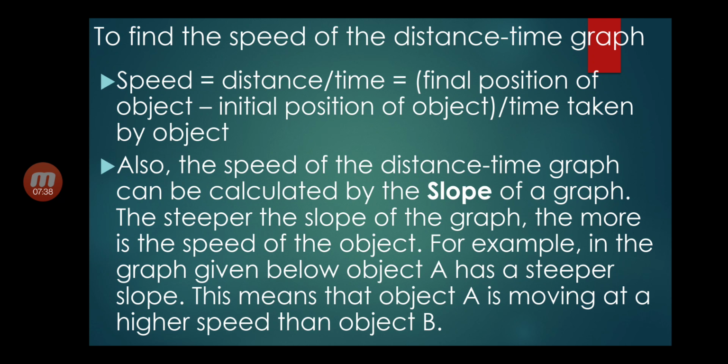The steeper the slope of the graph, the more is the speed of the object. For example, in the graph given below, object A has a steeper slope. This means that object A is moving at a higher speed than object B.